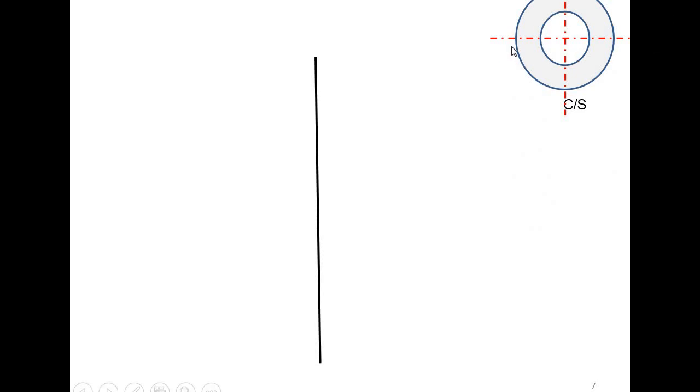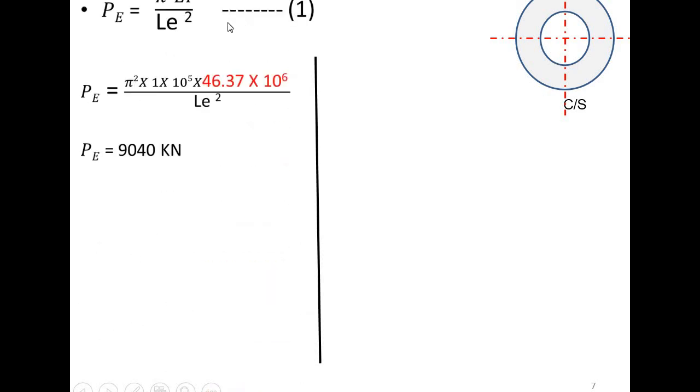Now this is the cross section. This is symmetric about x-axis and y-axis. Now to calculate Euler's load, we are going to use the formula P equal to pi square EI divided by LE square. Let it be equation 1. To get Euler's load, we need the value of E, the value of minimum moment of inertia, and the value of LE. So we know the value of E, we know the value of LE.